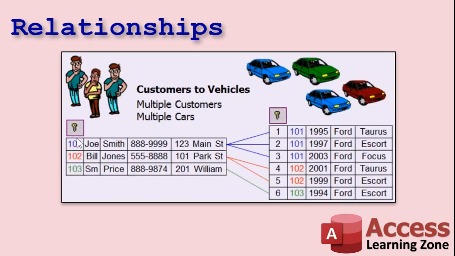So for customers, it's your customer ID. Now, the vehicle table will also have a primary key, an auto number itself. And that uniquely identifies each vehicle. So that's the primary key for this table.